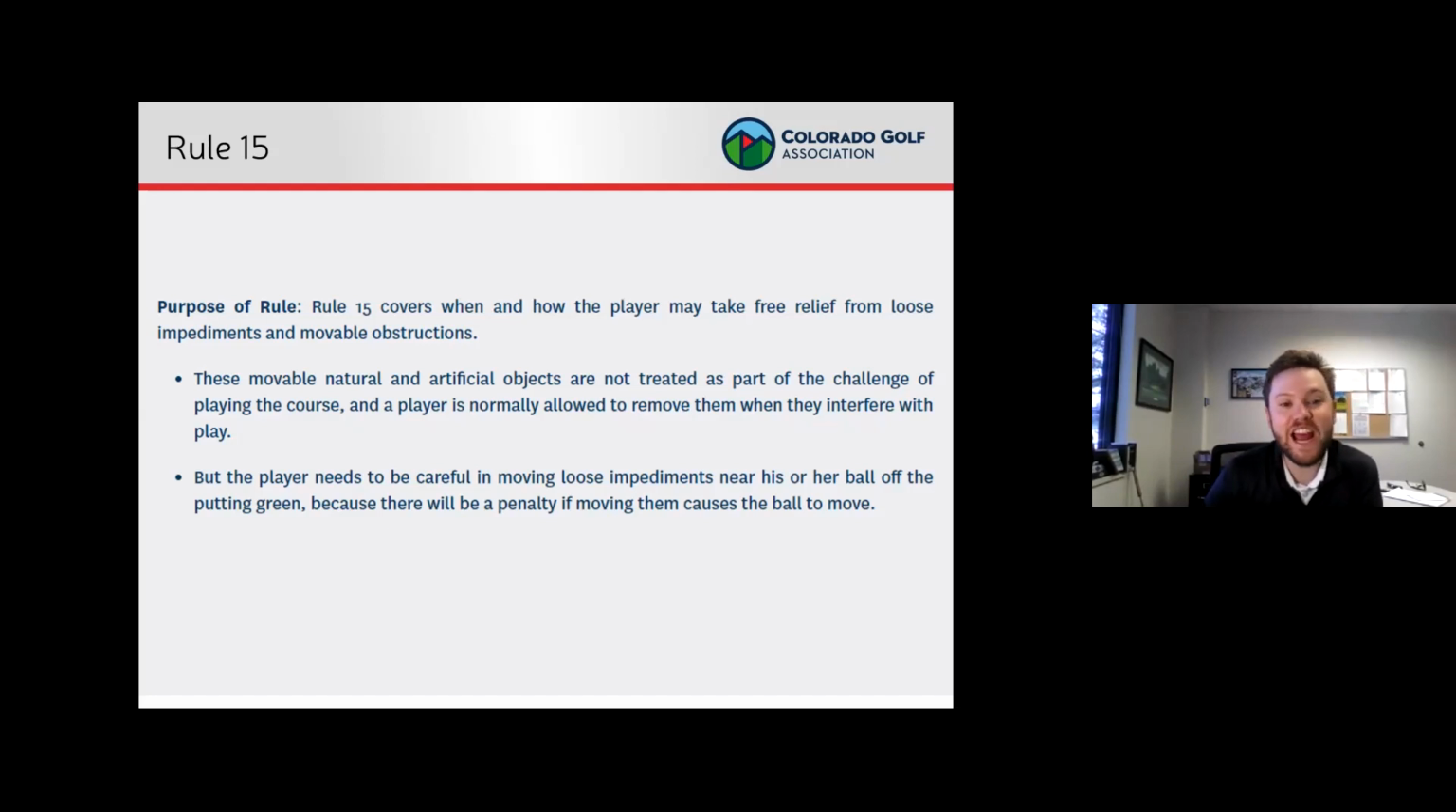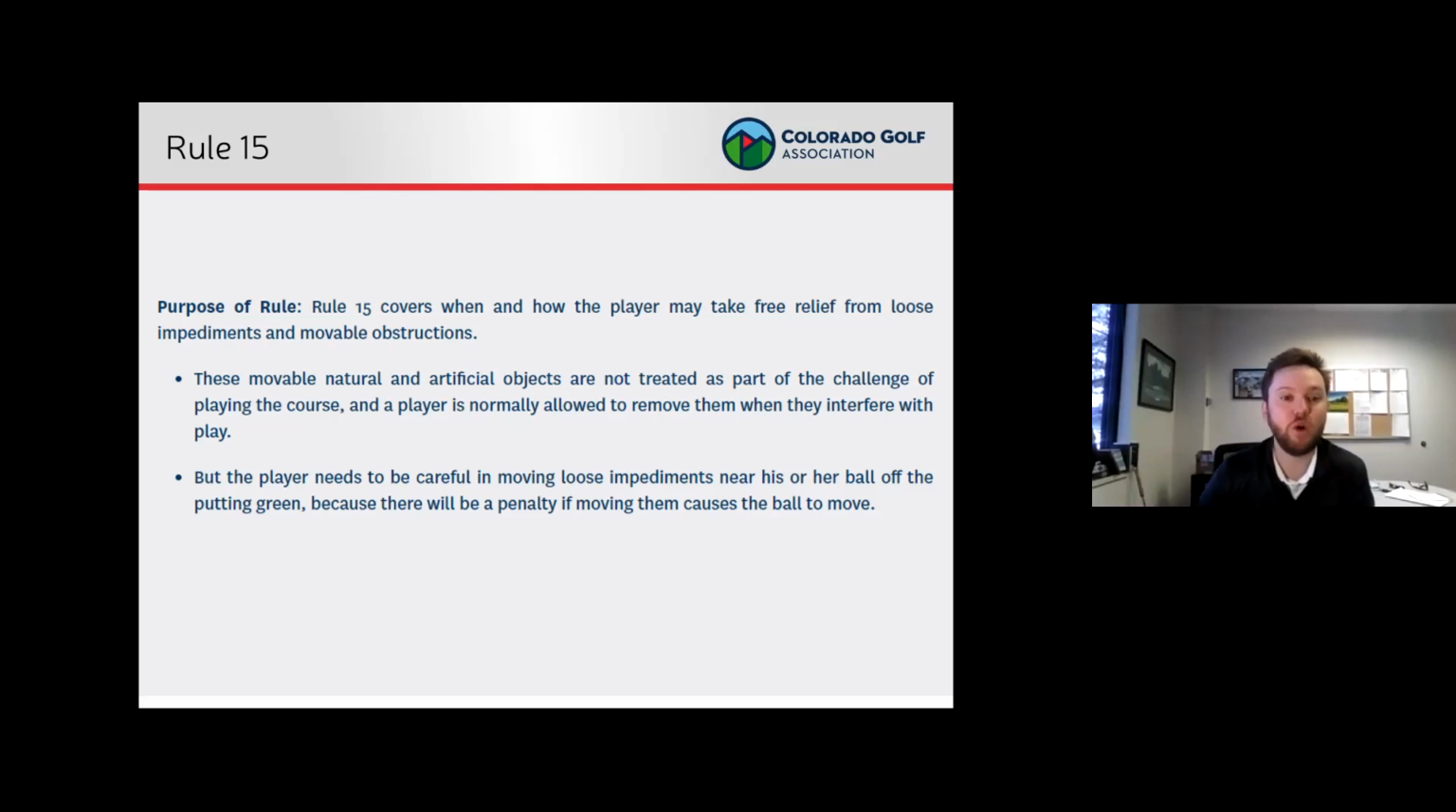These movable, natural, and artificial objects, that's a very key phrase there. We're going to dig way more into that one. They are not treated as part of the challenge of playing the course, and a player is normally allowed to remove them when they interfere with play. So again, normally allowed to remove them. That's inferring most of the time you can, but there are some exceptions, which is where the normally comes in. But the player needs to be careful in moving loose impediments specifically. Doesn't mention movable, and we'll see why, near his or her ball off the putting green. So we see area of the course is being selected there, because there will be penalty if moving them causes the ball to move.